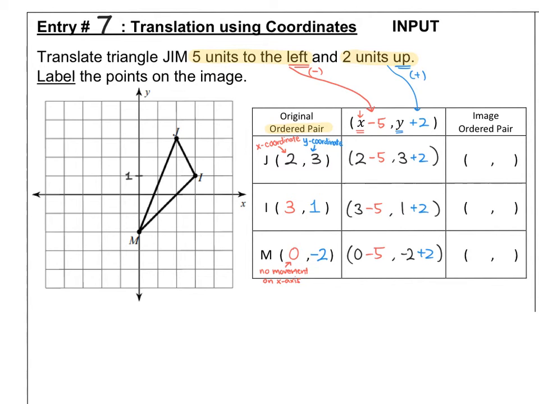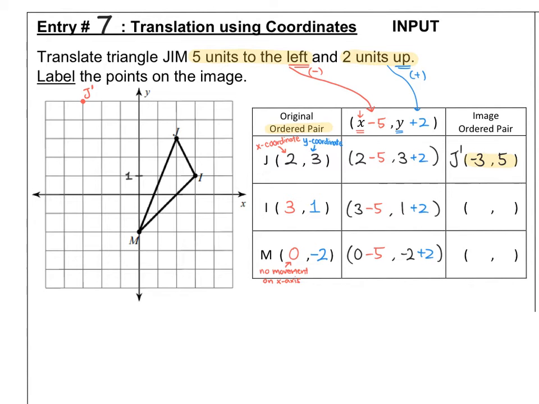So our new point J would be J prime, and it'll have the location of 2 minus 5, which is -3, and 3 plus 2, which is 5. That means our new point J prime will be, when we count from 0, 0, 1, 2, 3 to the left and 1, 2, 3, 4, 5 up, at -3, 5.